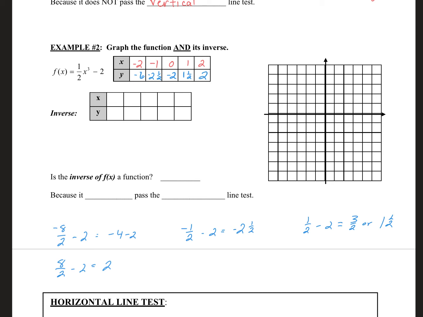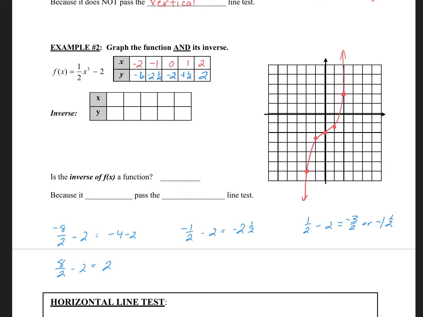So now I'll plot each of these points. So our first point is -2, -6. And then we have -1, -2.5. We have 0, -2. We have 1. I realize I made a mistake. This should be -1.5. So then our point would be right here. So 1, -1.5, and then 2, 2 is right here. So we can fill in our graph. It's going to look something like that.